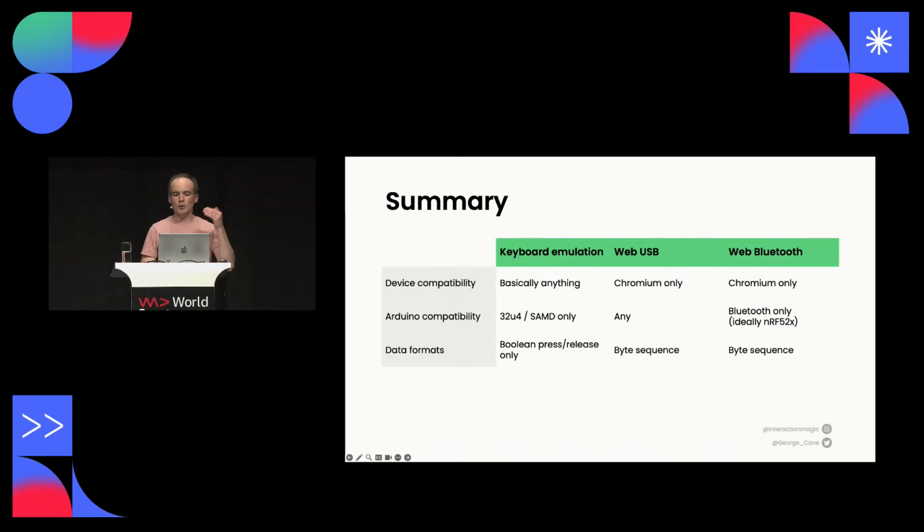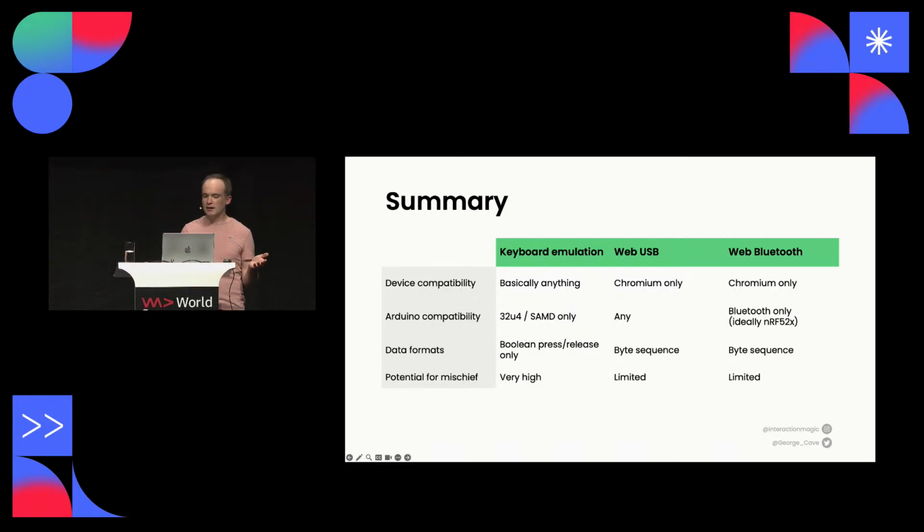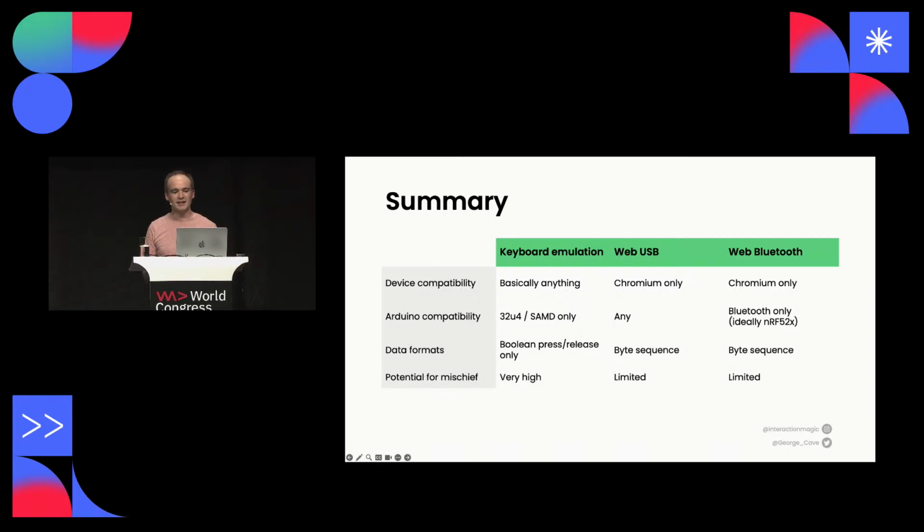The keyboard emulation is all about these Boolean press and release only. Is it on or off? Whereas you can send a byte, you can basically send any data you like on the other two. And finally, I'd say the potential for mischief with web USB and web Bluetooth is kind of limited, but with keyboard emulation, it's pretty high.